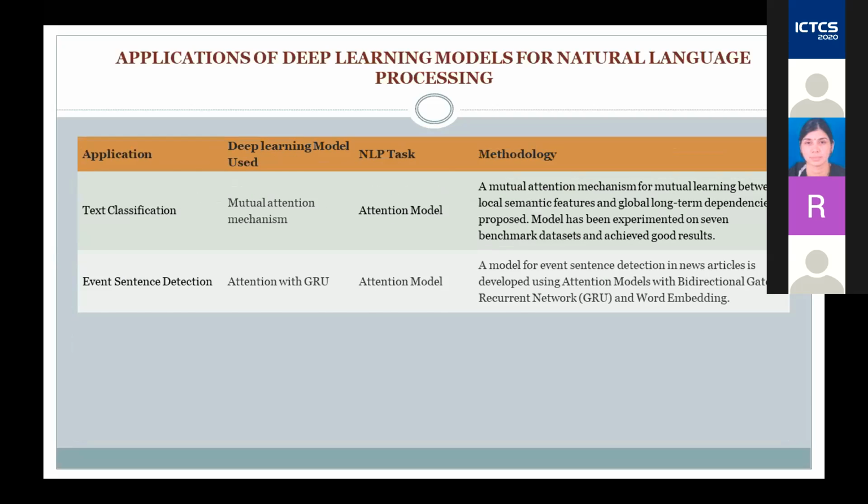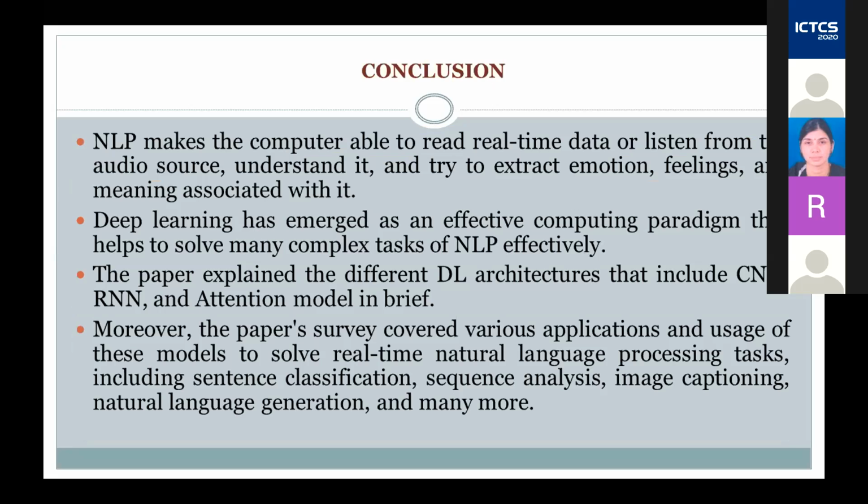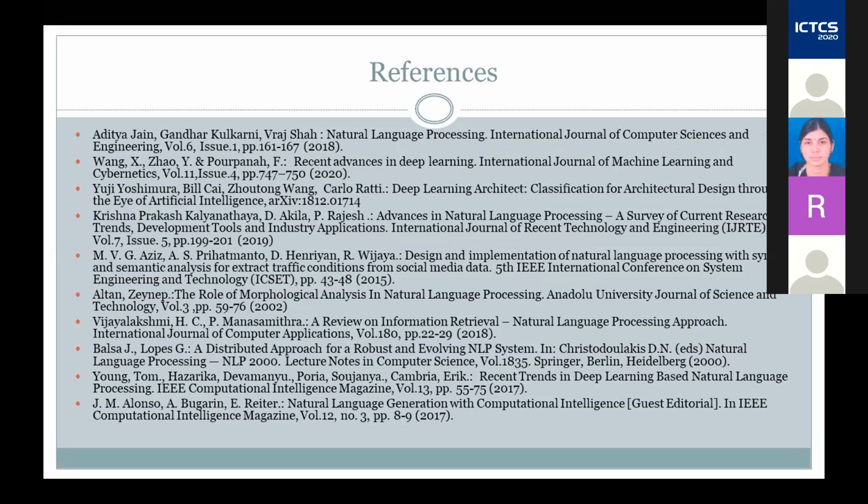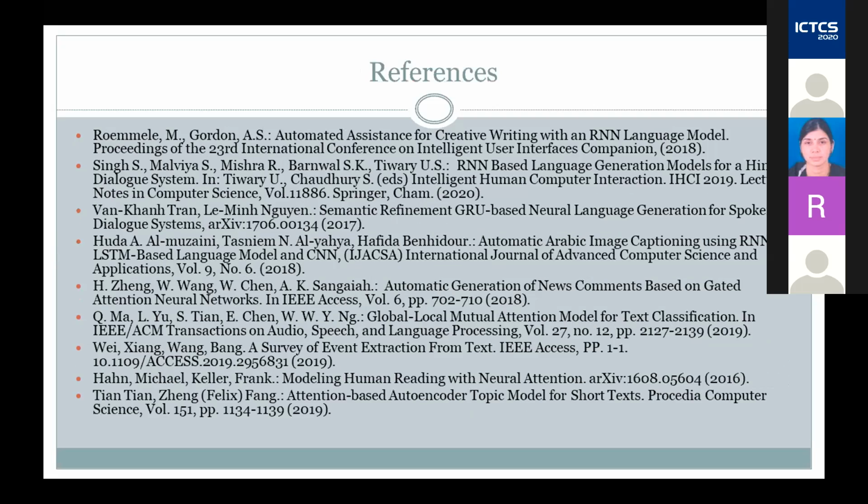Then the last is the conclusion. NLP makes the computer able to read real-time data or listen from an audio source, understand it, and try to extract emotion, feelings, and meaning associated with it. Deep learning has emerged as an effective computing paradigm that helps to solve many complex tasks of NLP effectively. The paper explained different deep learning architectures that include CNN, RNN, and the attention model. These are the references. Thank you.